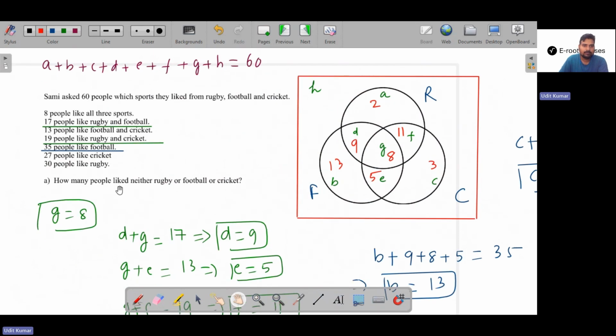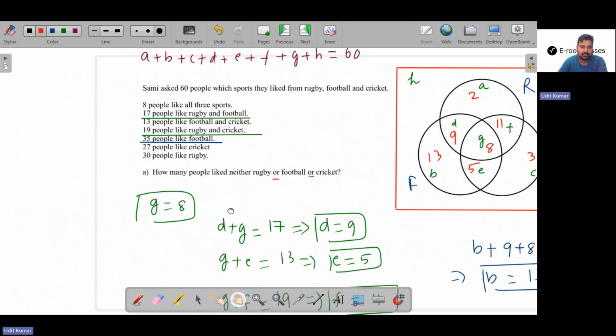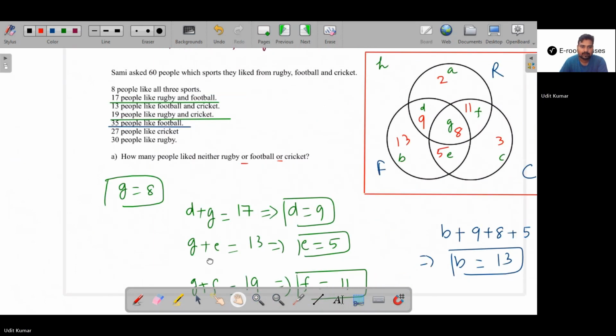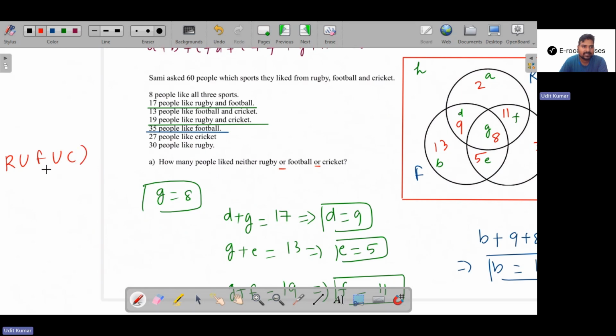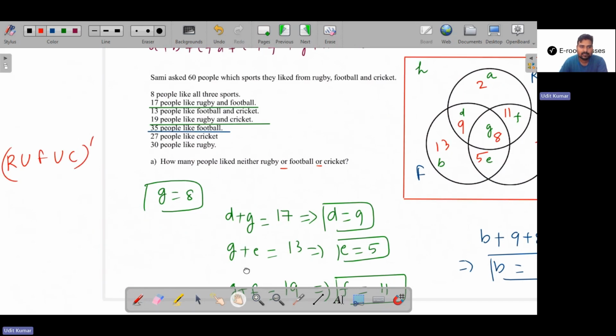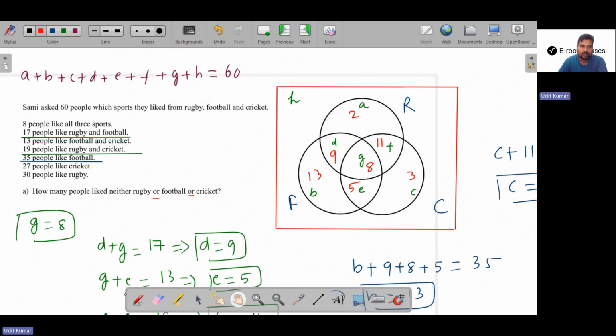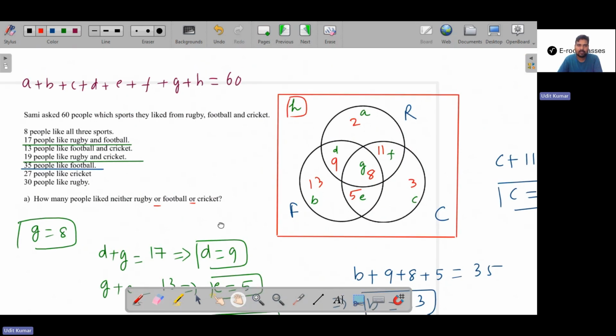Now, how many people liked neither rugby or football or cricket? Again, "or" means union. So basically, they are talking about the complement of rugby union football union cricket. So neither rugby, nor football, nor cricket. That means they are talking about H. Like how many people didn't like all these 3 sports, right? So how will you calculate H?